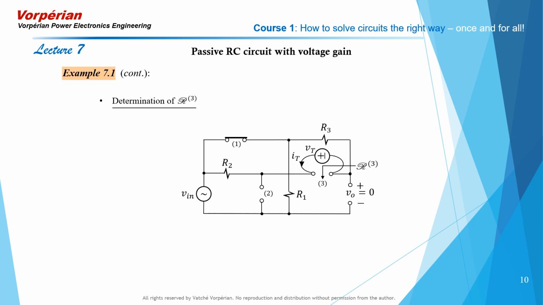And now we determine the null resistance looking into port 3 with the response V0 nulled, while each of the other two ports, 1 and 2, in their reference states. The reference state of port 1 is a short, and the reference state of port 2 is an open circuit.